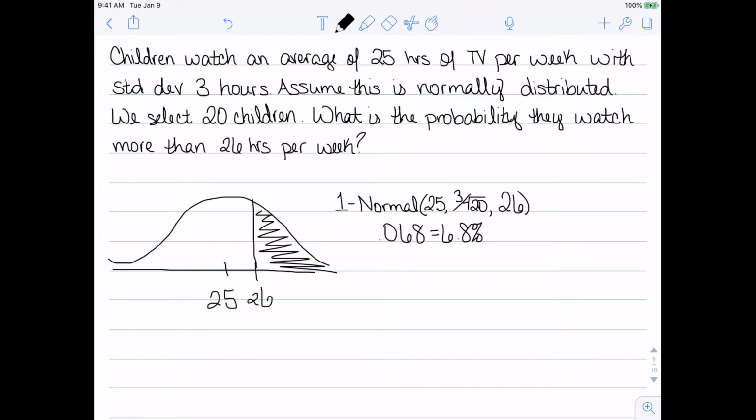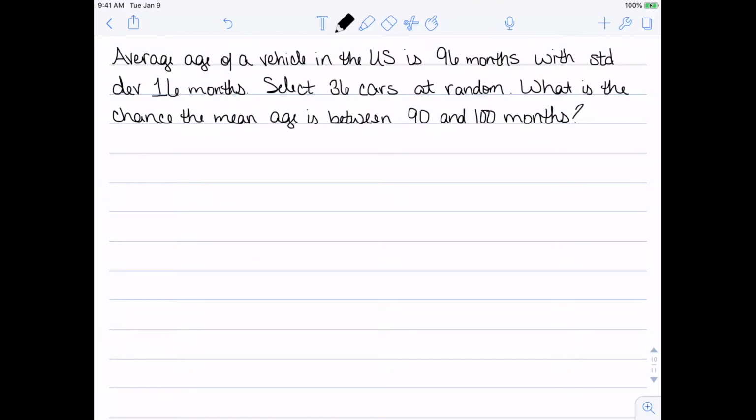Let's look at another example. The average age of a vehicle in the US is 96 months, with standard deviation of 16 months. We're going to select 36 cars at random, and we want to know what's the chance that the mean age is between 90 and 100 months. So we don't necessarily say this one's normally distributed, but our sample size is bigger than 30, so our central limit theorem says we can use normal.